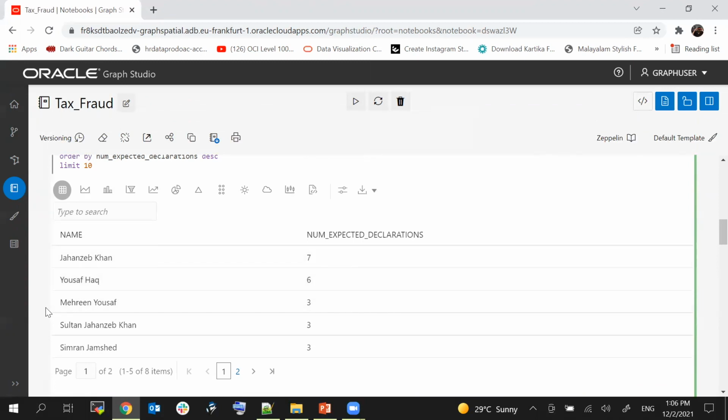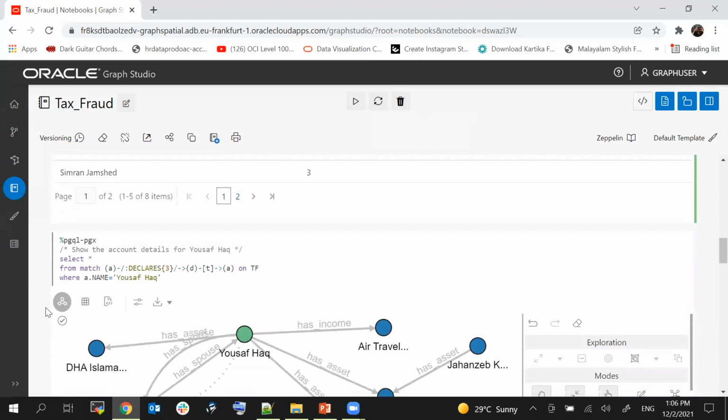And what if we want to explore more in detail into these two individuals, and let's take the example of Yusuf Haq. If I then want to understand the pattern in which he has invested, how many people he has had relations with while investing in properties, I can do a PGQL query, and I can mention to filter it by the name Yusuf Haq, and identify a pattern in which he declared it with a four-hop on that particular graph.